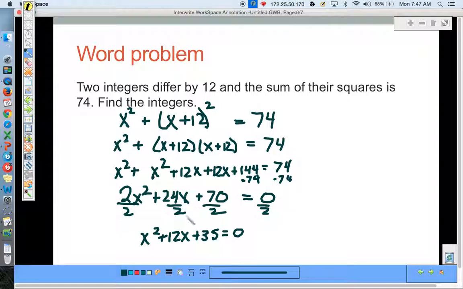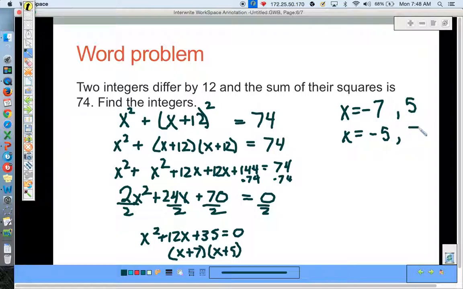So let's see, what is this going to be? This will be x plus 7 and x plus 5. So we have x equals negative 7 and x equals negative 5. So now we just have to figure out which one it is. Well, let's see. If this was negative 7, something 12 bigger would be positive 5. If it was negative 5, something 12 bigger would be positive 7. And then we can double check those.